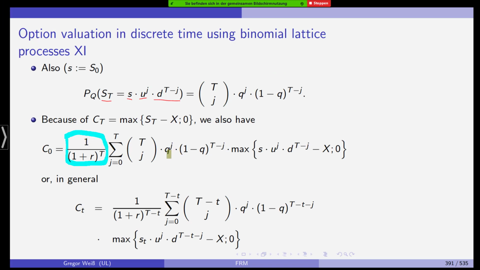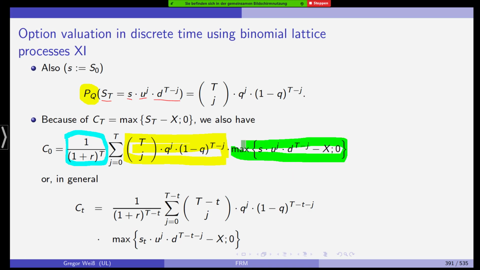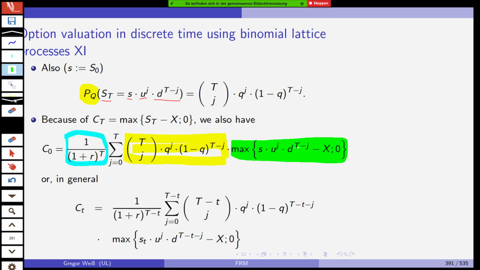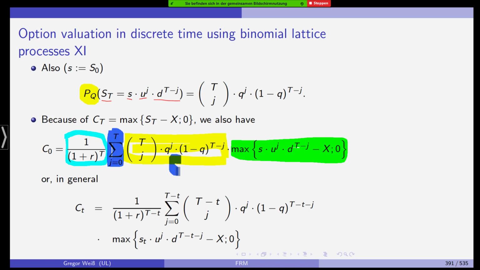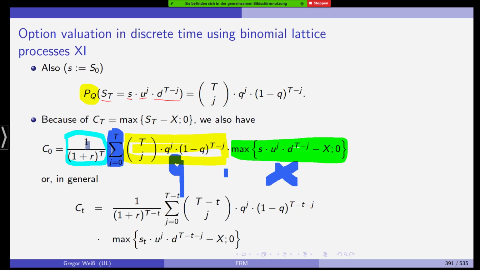This here is the probability under Q. The maximum function here is Ct, and the sum of Q times, let's call it X, that's the expected value under Q. So this is C0, the discounted sum of the probability weighted possible payouts. That's the risk neutral price, the discounted expected value under the risk neutral probability measure.